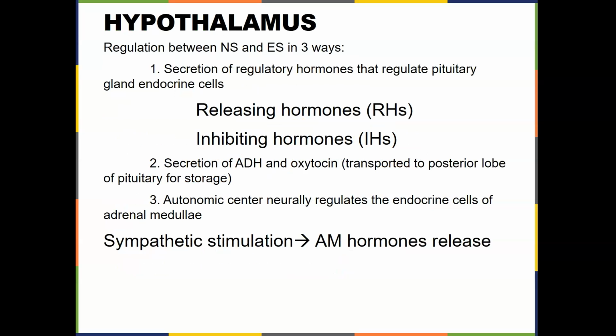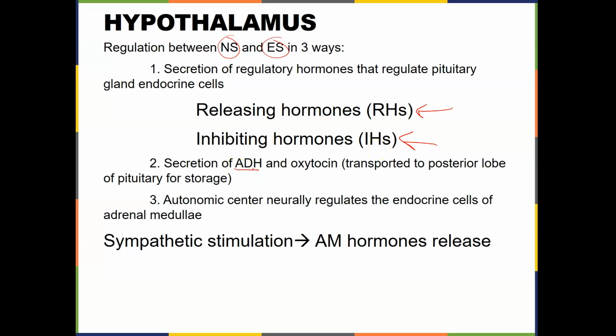Hypothalamus, the master endocrine gland. It regulates both the nervous system, NS, and the endocrine system, ES, in 3 ways. It produces releasing hormones and inhibiting hormones. Lucky you guys, you don't have to deal with what these hormones are right now. So we're just going to leave it as releasing hormones and inhibiting hormones for now.